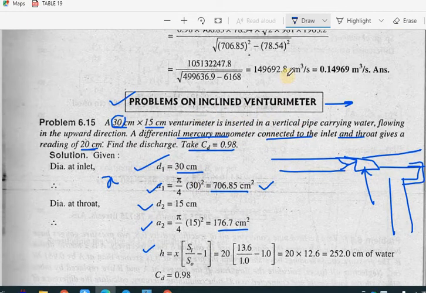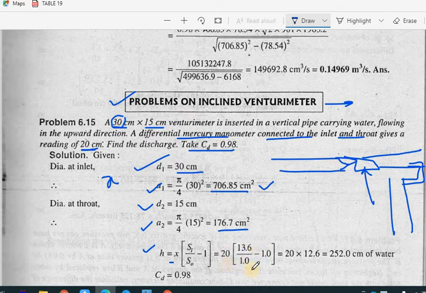After that we have got the value of H, because as you can see, the liquid which is flowing in the pipe is water, so it is lighter as compared to mercury. So the formula which will be used is x into (Sh by So minus 1), where the x value is given already, it is in centimeter, which is 20, and the specific gravity of heavier liquid is 13.6, which is nothing but mercury, and the specific gravity of water is 1.